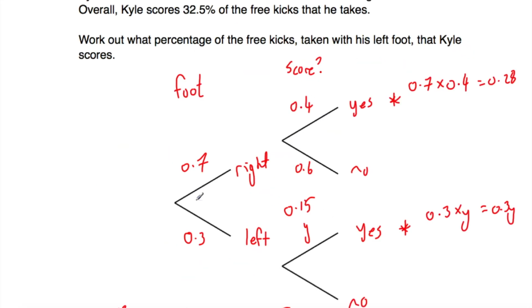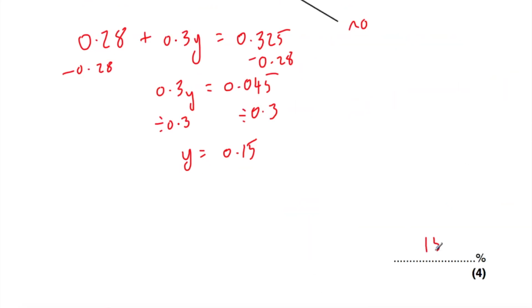That's our answer, because we were asked what percentage of the free kicks that he takes with his left foot does Kyle score. So that is 15% of them. So he scores 15% of the free kicks that he takes with his left foot, and that means he misses 85% of them. And that's it. It's 15%.